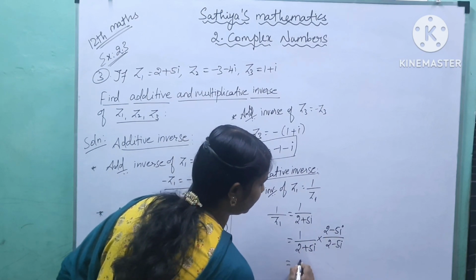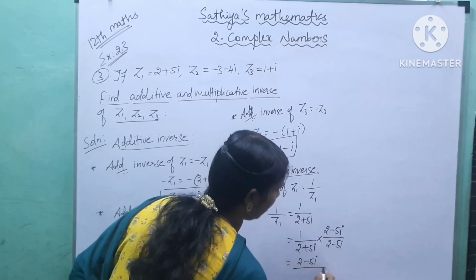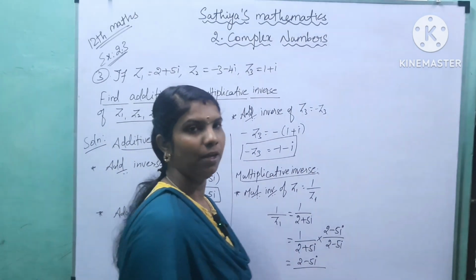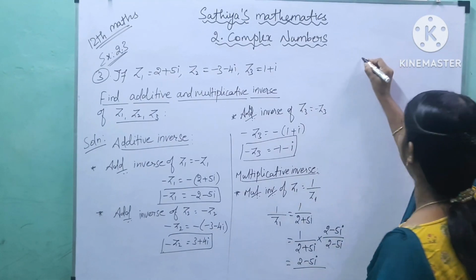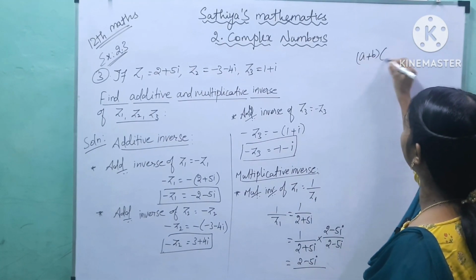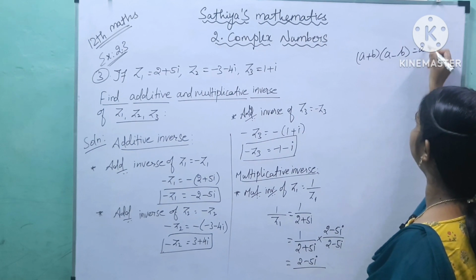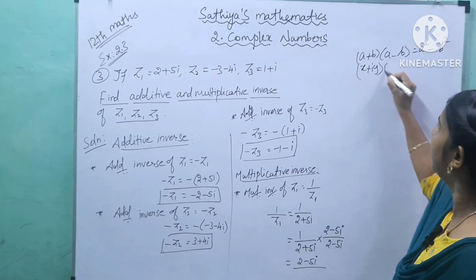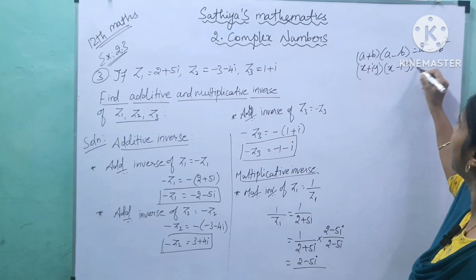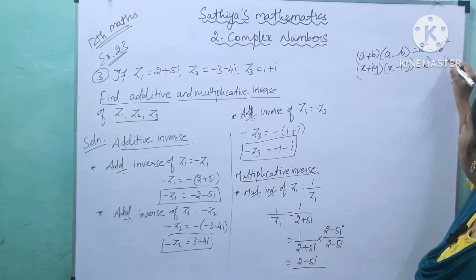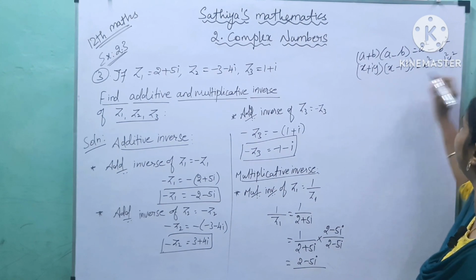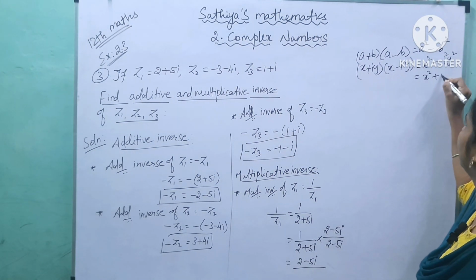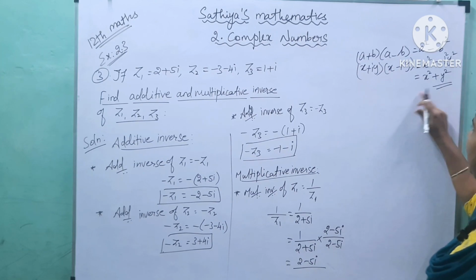So 1 into 2 minus 5i is 2 minus 5i. And the denominator is in the form of a plus b into a minus b, which is nothing but a square minus b square. For a complex number, when we write x plus iy into x minus iy, we get x square minus i square y square. For i square we put minus 1, so minus into minus becomes plus. So keep this in mind.